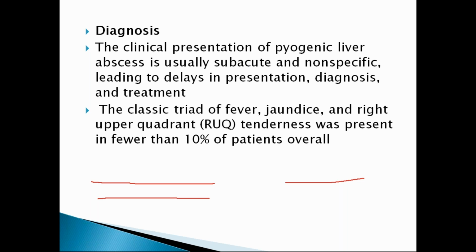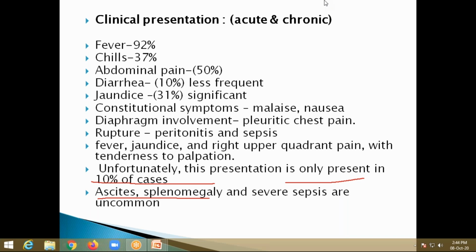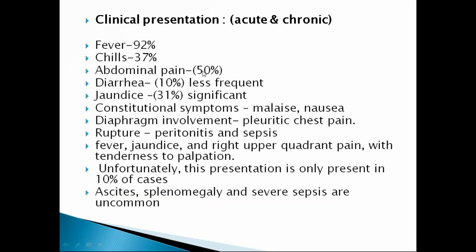The classical triad of fever, right upper quadrant pain, and jaundice is seen in less than 10% of the population. The majority have pain, fever, and jaundice. Others are chills, diarrhea, etc. Most commonly there are constitutional symptoms. Diaphragmatic involvement causes pleuritic chest pain. Rupture most commonly happens into the biliary tree, I think, because it can rupture into the peritoneum causing peritonitis, sepsis, etc. Unfortunately, the classical triad is seen only in 10% of people. Ascites, splenomegaly, and severe sepsis are uncommon.